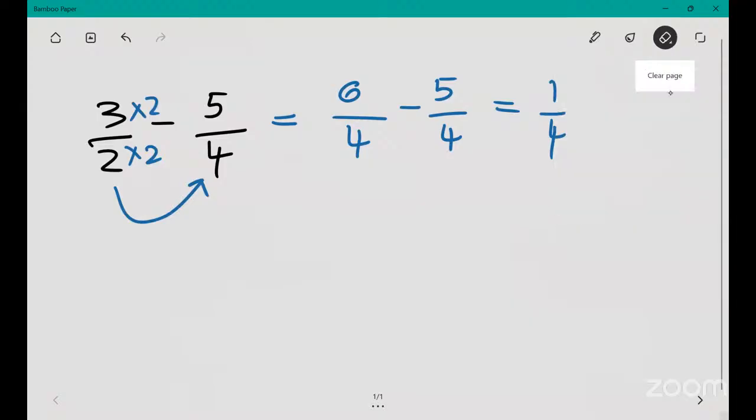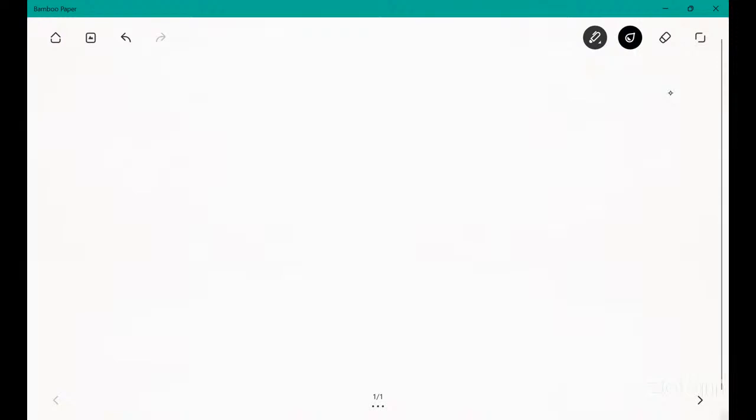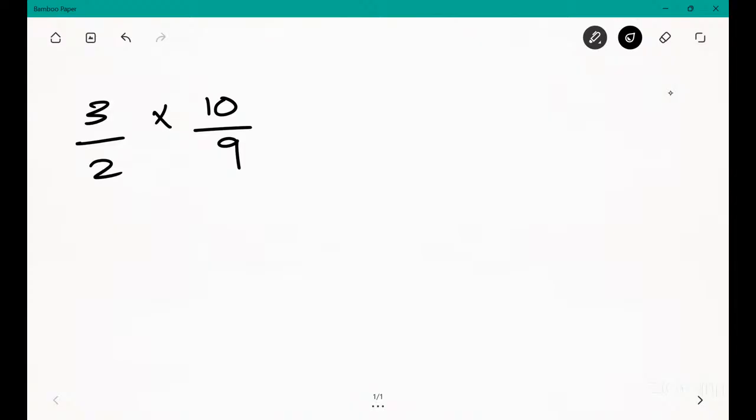So multiplication or division, both are similar. You can directly multiply or divide. So if I have 3 over 2 into 10 over 9, this is your multiplication. You can simplify numbers here itself instead of multiplying. So if I were to multiply this, I would get 30 over 18.